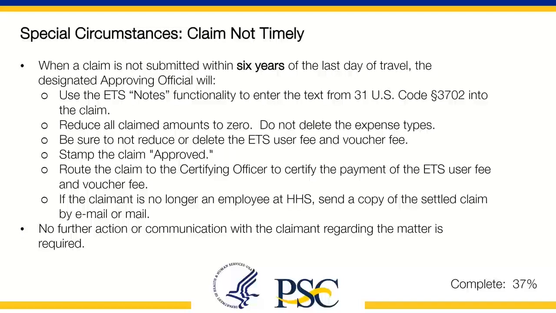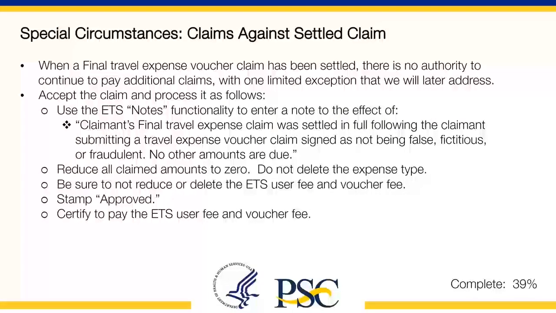Stamp the claim approved. Route the claim to the certifying officer to certify the payment of the ETS user fee and voucher fee. If the claimant is no longer an employee at HHS, send a copy of the settled claim by email or mail. No further action or communication with the claimant regarding the matter is required. When a final travel expense voucher claim has been settled, there is no authority to continue to pay additional claims, with one limited exception that we will later address.